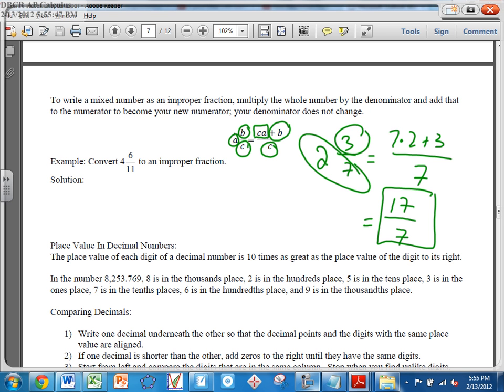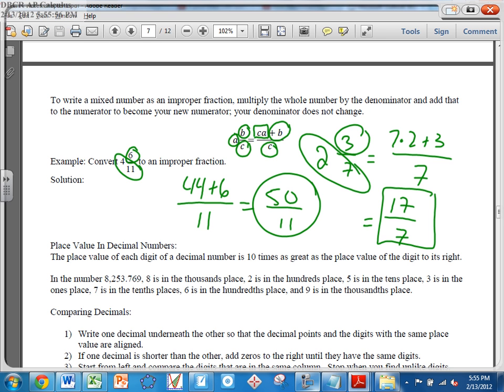So this example here, let's take a look. Multiply these two, you're going to get 44, add the 6, and then divide by the same denominator. So it's 50 over 11. Okay, 50 over 11.